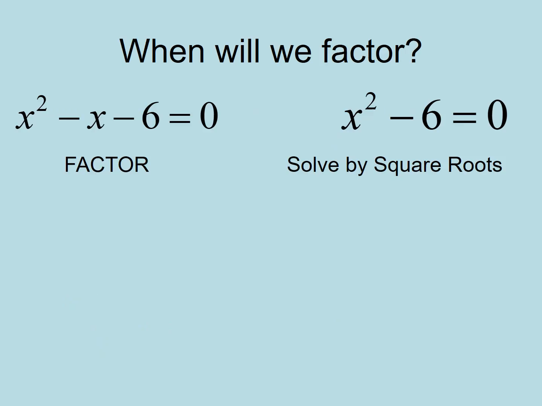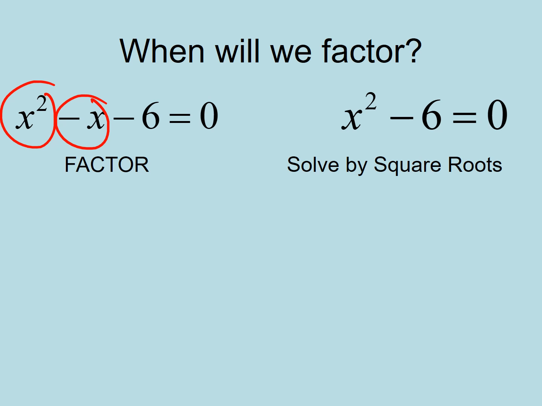Okay? So when are we going to know when we need to factor and when we need to solve by taking the square root? The equation will tell you what it needs. So in this first example, we have x squared minus x minus 6 is equal to 0. When we have an x squared term and an x term, we have x located in two spots and we can't combine them.